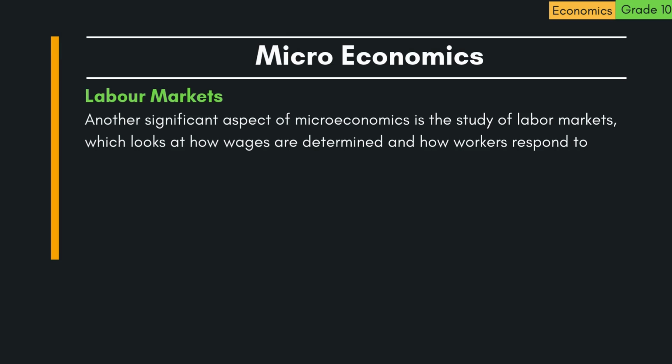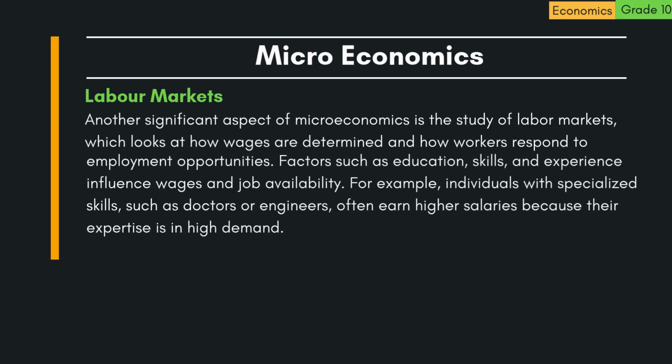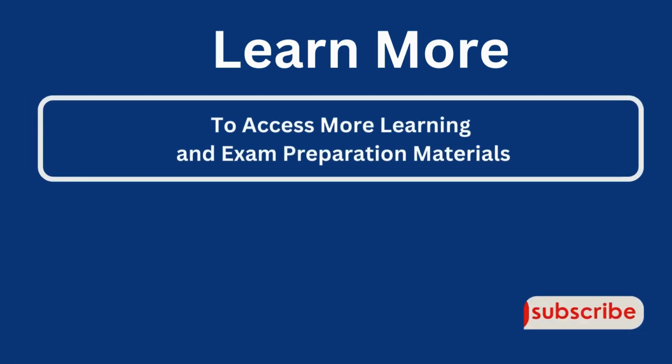E. Labor markets. Another significant aspect of microeconomics is the study of labor markets, which looks at how wages are determined and how workers respond to employment opportunities. Factors such as education, skills, and experience influence wages and job availability. For example, individuals with specialized skills, such as doctors or engineers, often earn higher salaries because their expertise is in high demand.